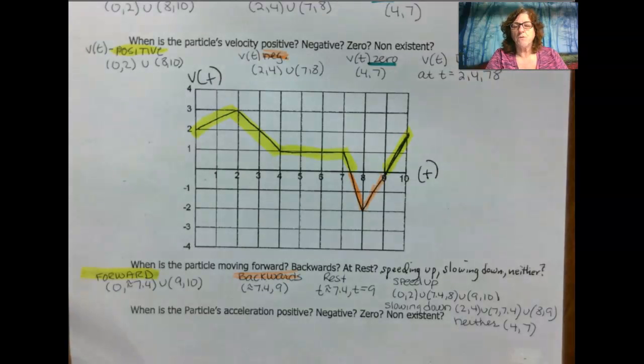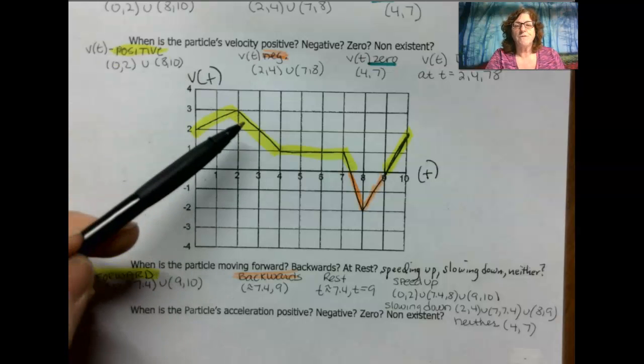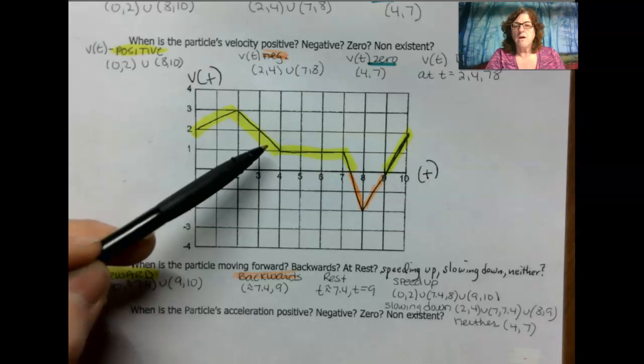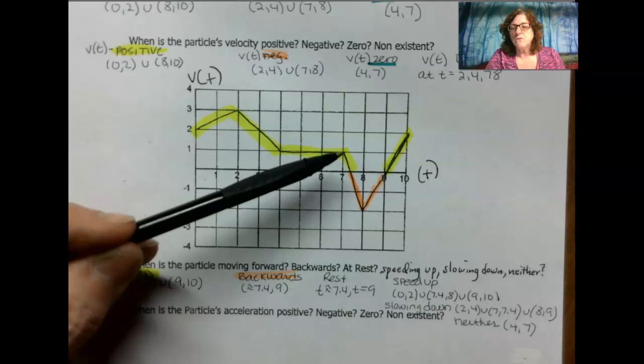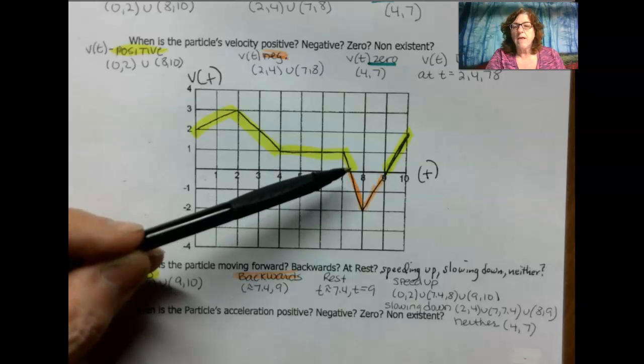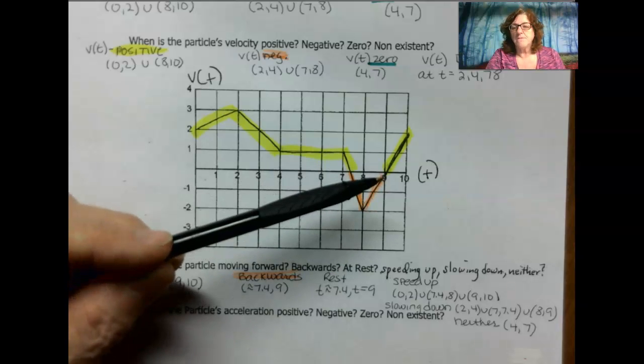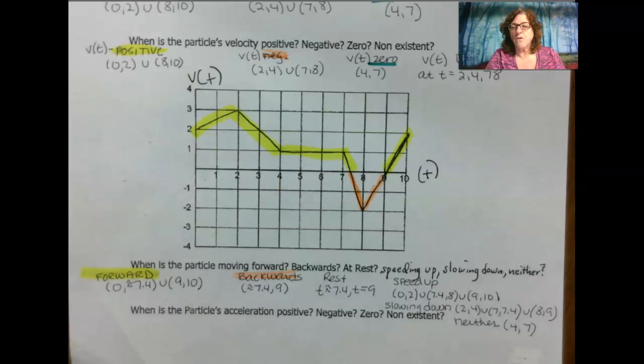The function is slowing down where the graph of v of t is positive but its slope is negative, or vice versa. So here we have from 2 to 4, from approximately 7 to 7.4, and from 8 to 9. And it is neither speeding up nor slowing down between 4 and 7.